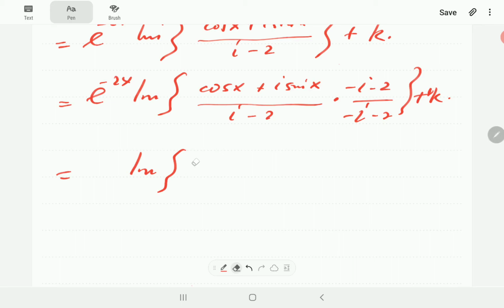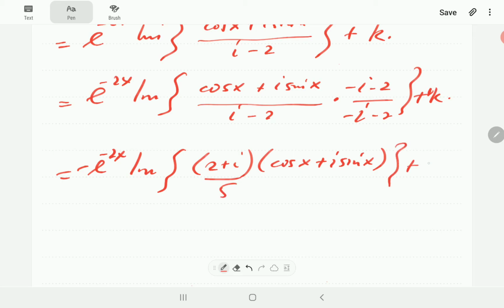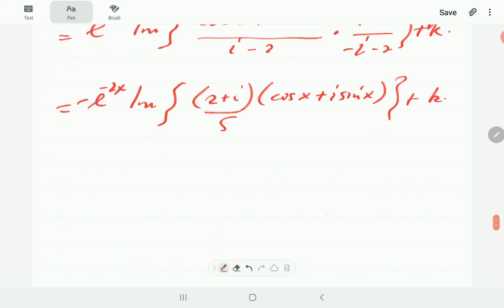That's the denominator. In the numerator, what I'm going to do is factor out the negative from these two terms here. So I'll put the negative there outside. Then that term is just going to be 2 plus i. Then multiply this by cos x plus i sine x. Remember, in the denominator we said that is going to be 5. Okay, then multiply out there.